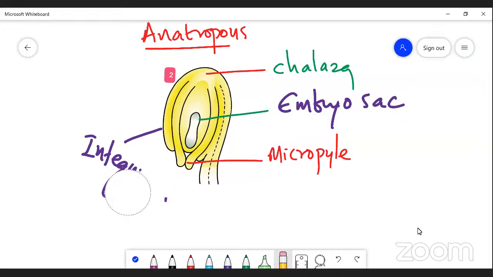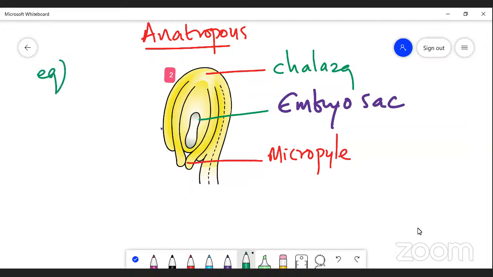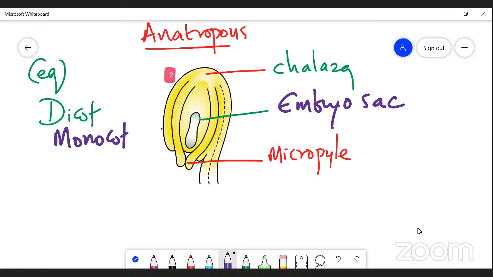I'd like to give examples for this anatropous ovule. In most of the dicotyledons and monocotyledons, see, example for anatropous ovule. The first category is the dicot families, and all the dicot members and monocot members, so both the dicot and the monocot. I mean, almost all the angiospermic groups have anatropous ovule. Simply, the ovule is inverted from the normal position. Such a type is known as the anatropous ovule.